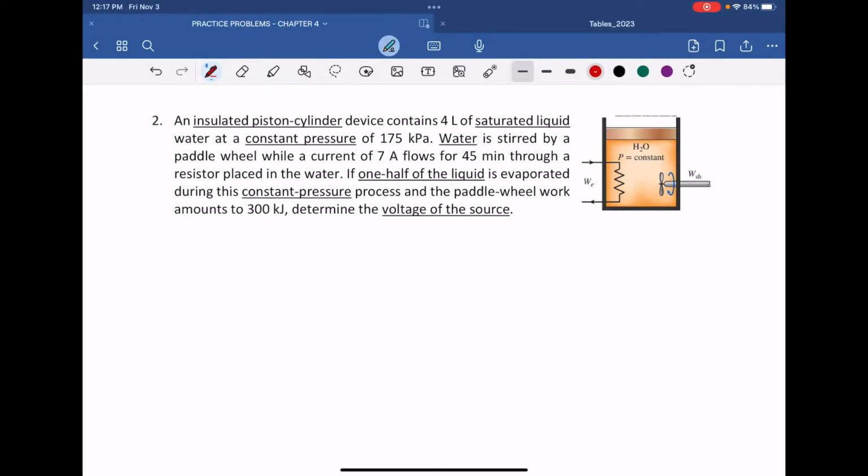The only way to find the voltage of the source is to find electric work. And to find electric work, you need to write energy interactions, the energy balance. And there is no other way. You need to write down very clearly the energy balance, and from the energy balance, you need to solve it for electric work, and then from electric work, you need to find the voltage of the source. So let's write it down.